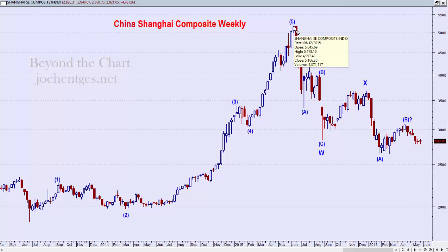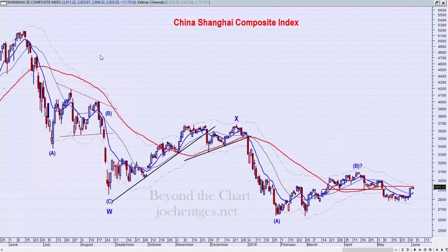And we had this peak back in June 2015, very sharp correction here. And I believe I'm counting this as a nice zigzag W and then a counter trend move X, and then doing another potential zigzag pattern in here. But this will make itself a little bit more evident in the coming weeks. So that's the pattern we've got on the Shanghai Composite.